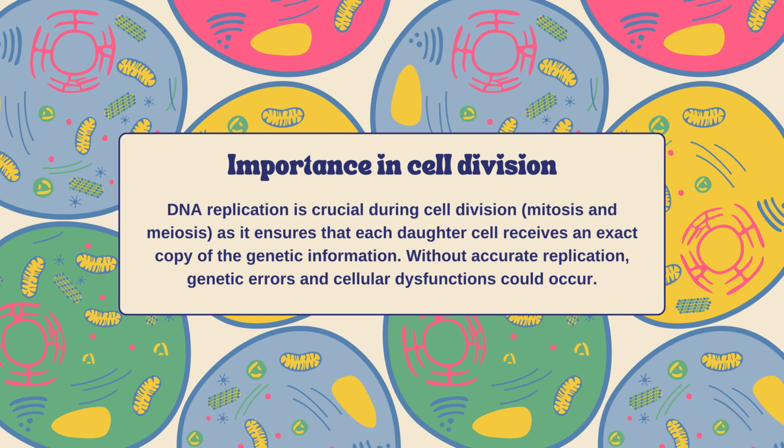Importance in cell division. DNA replication is crucial during cell division, mitosis and meiosis, as it ensures that each daughter cell receives an exact copy of the genetic information. Without accurate replication, genetic errors and cellular dysfunctions could occur.